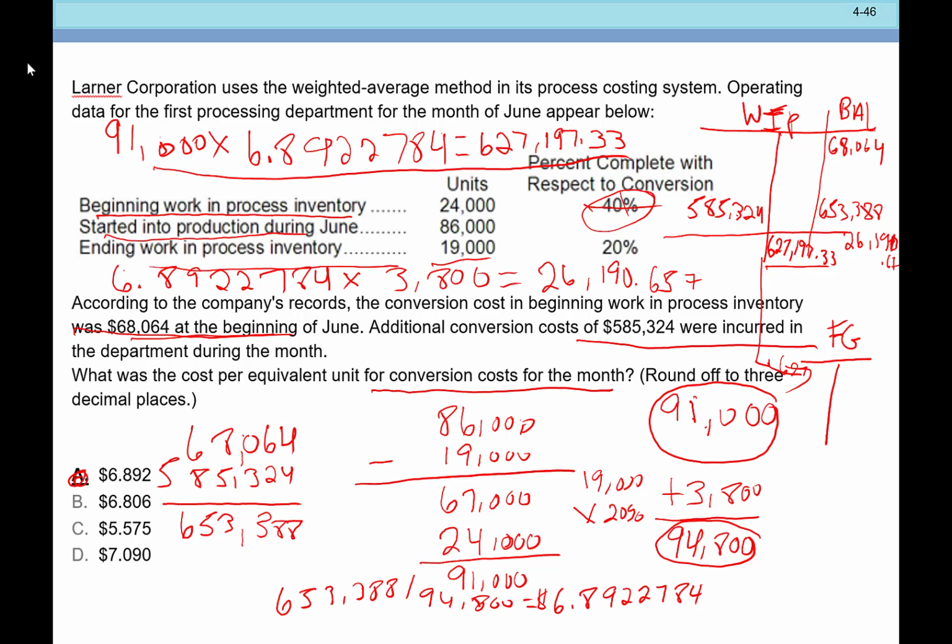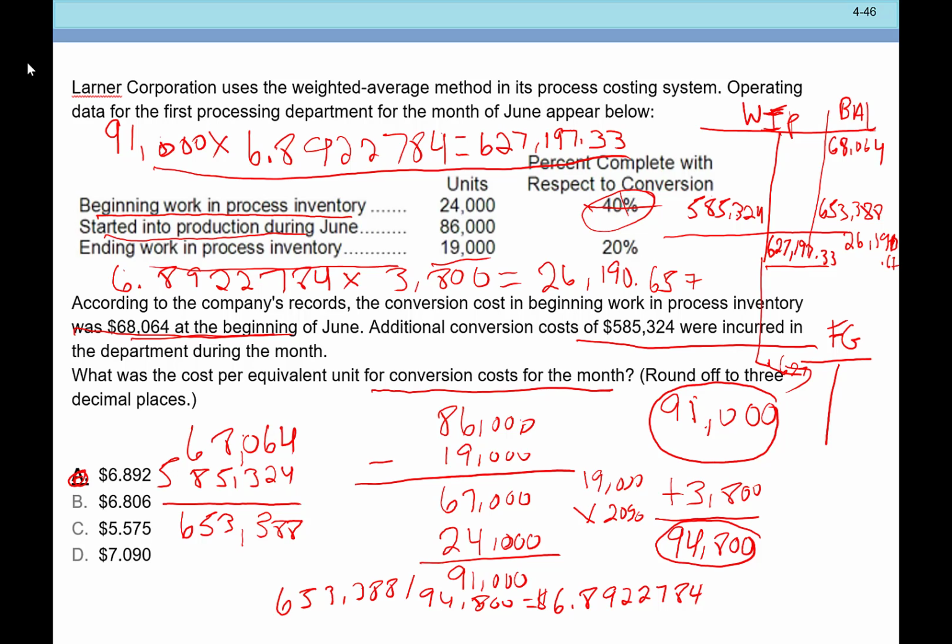So I get the units started. I subtract out the ending work in process, because the units started in production were not the units that were in ending. I'm looking for started and completed, right? So even though I started those, I did not complete them. So I have to work for this 67,000. I take the 86,000 minus the 19,000. 67,000 is the units started and completed, right?